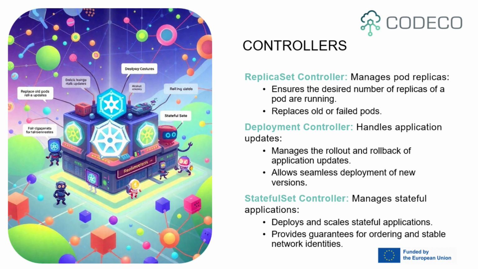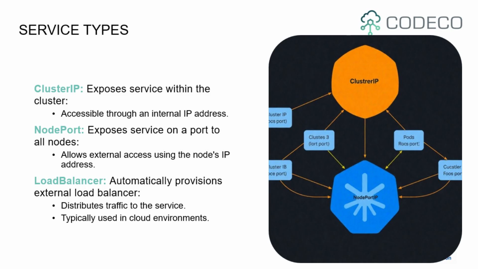A service is an abstraction that defines a logical set of pods and a policy by which to access them. It provides a stable network endpoint for accessing the pods, even as they may be dynamically created or replaced. Kubernetes supports different types of services, including ClusterIP, which exposes the service only within the cluster. It is accessible through an internal IP address.